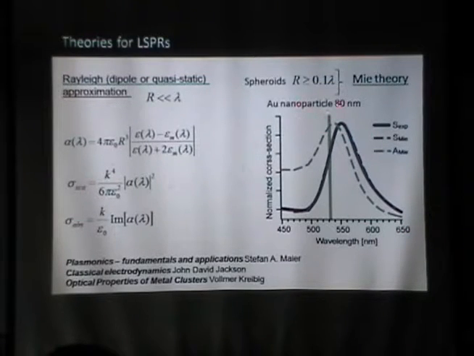So what you see here is that in brown is the scattering spectra of an 80 nanometer gold nanoparticle. And the red dashed line is the Mie theory for that same particle. And the fit is perfect. Here there are no fitting parameters.